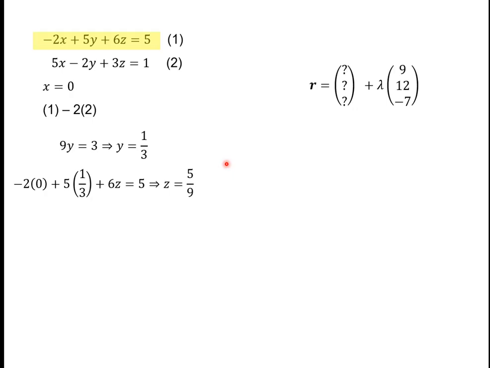Is equal to 5, and that gives me z is 5 over 9. So this is the position vector of that point on the line.